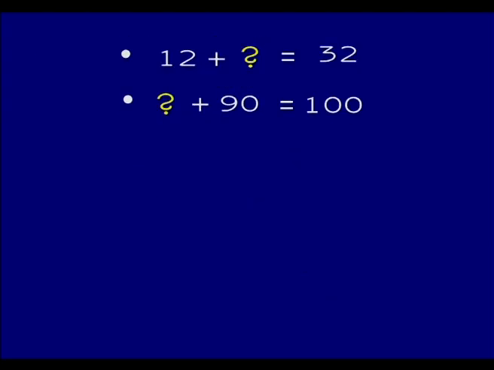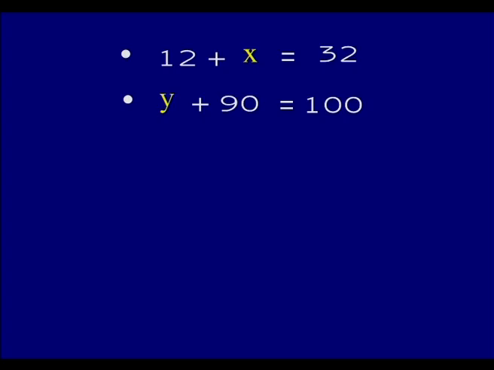In these two, for example, in the first one there is one unknown quantity. Instead of this unknown quantity, we will take a variable called x, then it becomes 12 plus x is equal to 32. And in the second one, instead of this unknown quantity, we will take a variable y, then the equation becomes y plus 90 is equal to 100.